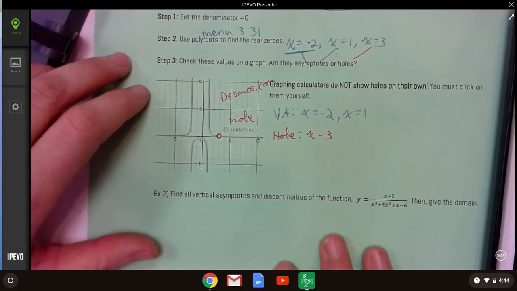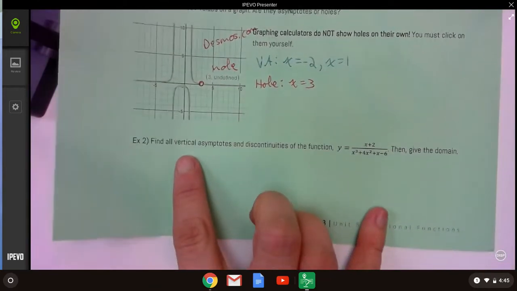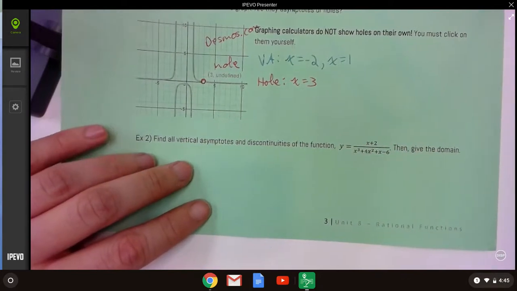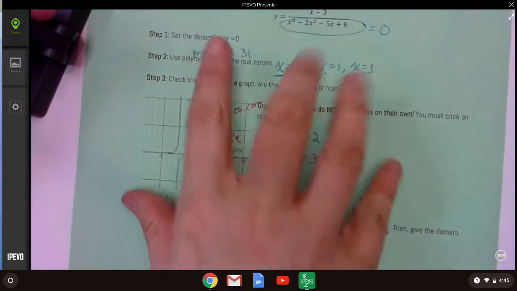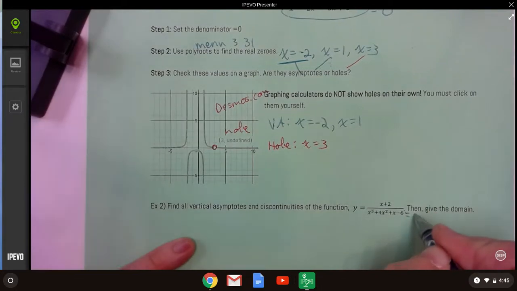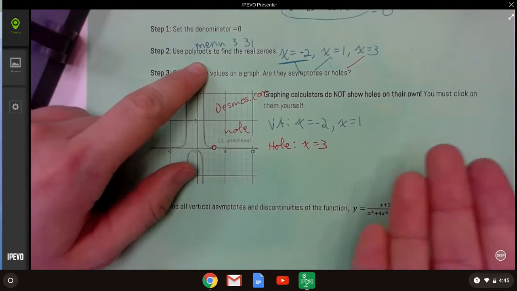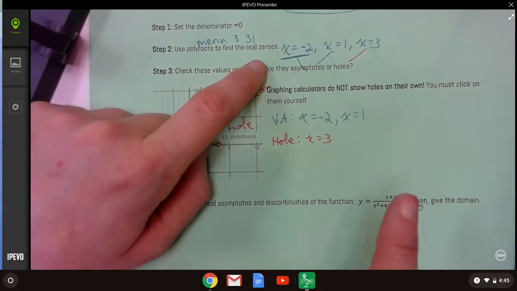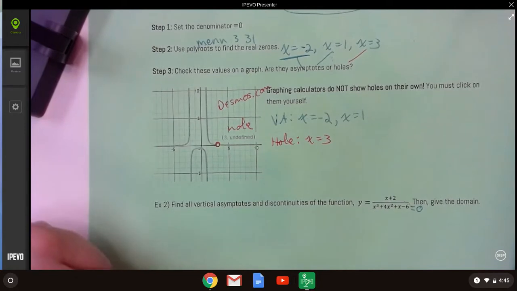Cool. So you're going to try this one mostly yourself, but we're going to do it in stages. So first find all vertical asymptotes and discontinuities of this function, and then give the domain. First, I want you to set the denominator equal to 0. Well, let's just do that together. Set the denominator equal to 0. And then use polyroots or graphing or factoring to find the real zeros. So go ahead and do that. Use menu 331 or graphing if you prefer. Find the zeros, and we'll be back to check.